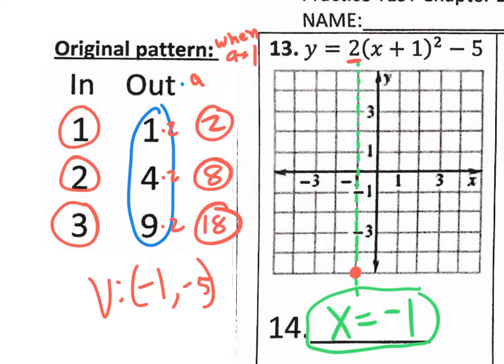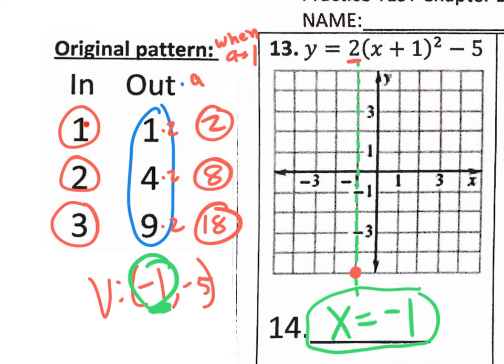So again, I want to reinforce this. I need to see x equals, because x equals a number. The equation x equals a number, that's the only way you're going to get a vertical line, right? Y equals a number would give you a flat line. X equals a number, vertical line. So I need to see the x equals in front of the x value of your vertex. So the axis of symmetry is always going to be x equals the x value of your vertex.